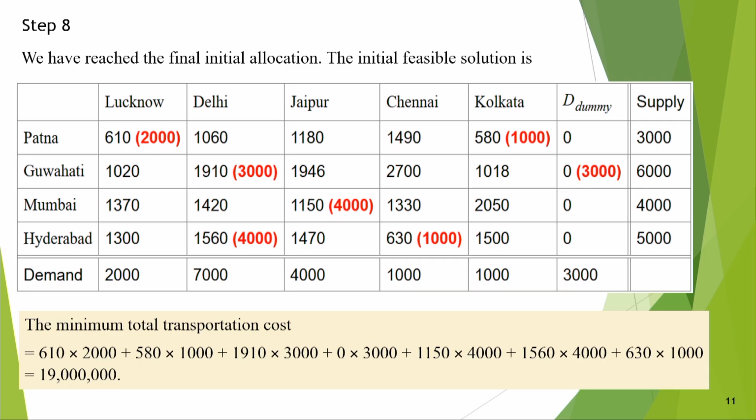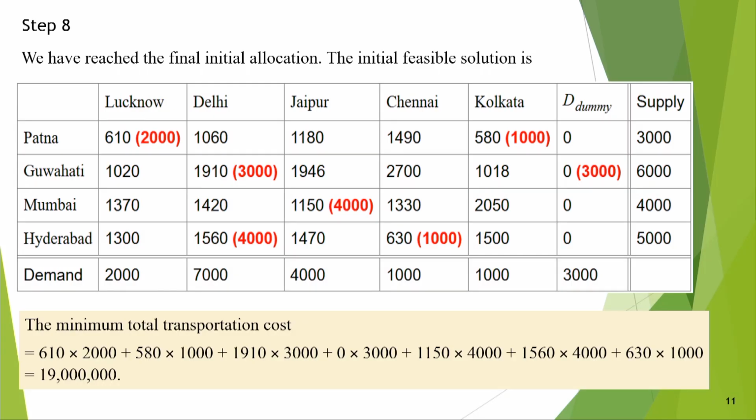But anyway, if the question in the exam is only to find out the minimum total transportation cost by the least cost method, in that case you don't have to worry about whether you have to allocate epsilon quantity to some cell or not. That is not of much concern. Basically you have reached the initial feasible solution. This is 1, 2, 3, 4, 5, 6, 7. Of course you have to give 2 more, but for cost calculation it is okay.